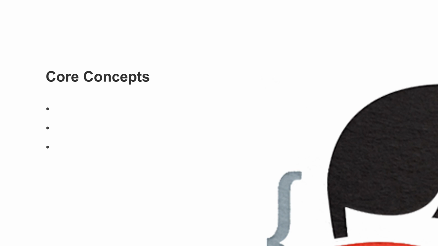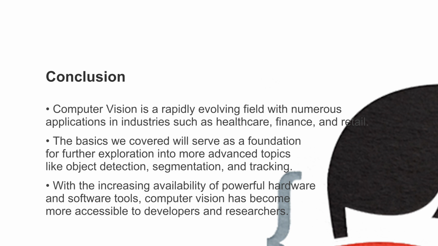I see. So it's like a color palette, but with numbers instead of names? Exactly. And this is where things get even more interesting. By analyzing the patterns and relationships between pixel values, we can infer information about the scene, such as edges, textures, and even object shapes.